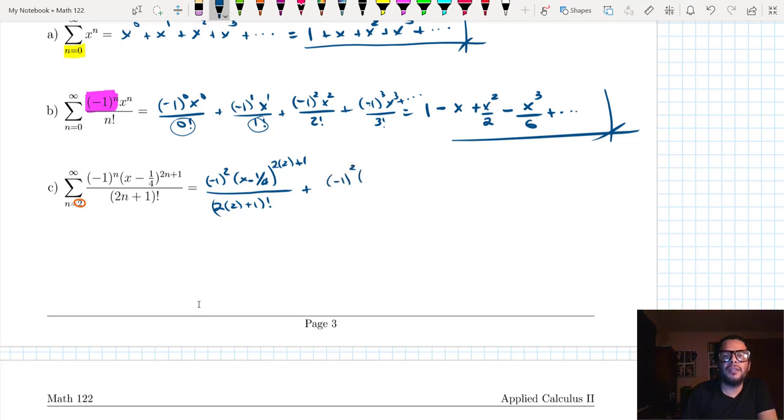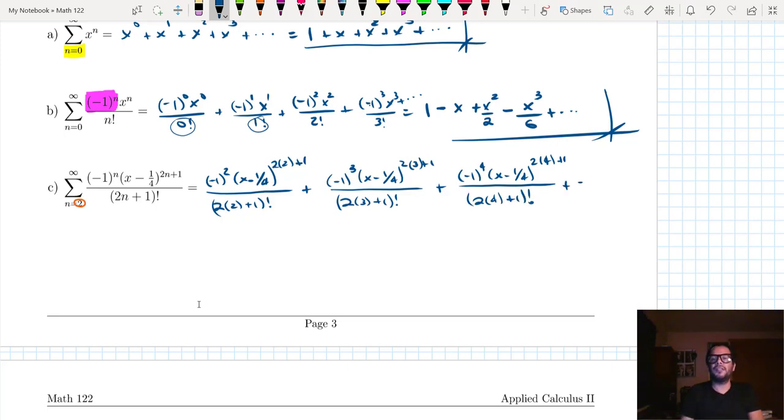-1 to the second, (x - 1/4) to the 2 times 2 plus 1 divided by 2 times 2 plus 1 factorial. Well, this is not to the second, to the third rather, 2 times 3 plus 1 divided by 2 times 3 plus 1 factorial, plus -1 to the 4th power, (x - 1/4) to the 2 times 4 plus 1. Divide that by 2 times 4 plus 1 factorial, plus dot dot dot. Okay, we don't need to expand too many terms.